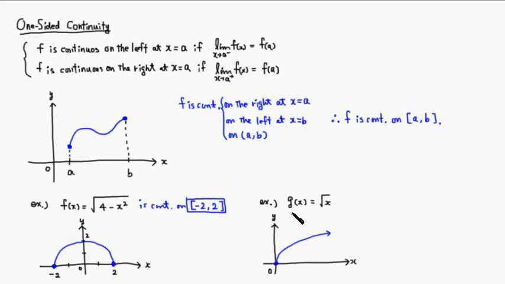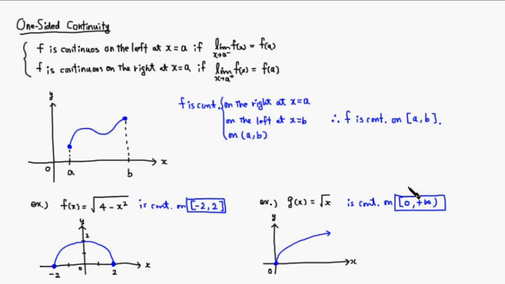And how about the other one? g(x) is equal to the square root of x. So we know how to draw the square root of x, which looks like this. You can see that at x equals 0, it is continuous from the right. So this guy is continuous on, starting from 0, including 0. And this is continuous all the way to positive infinity, right?